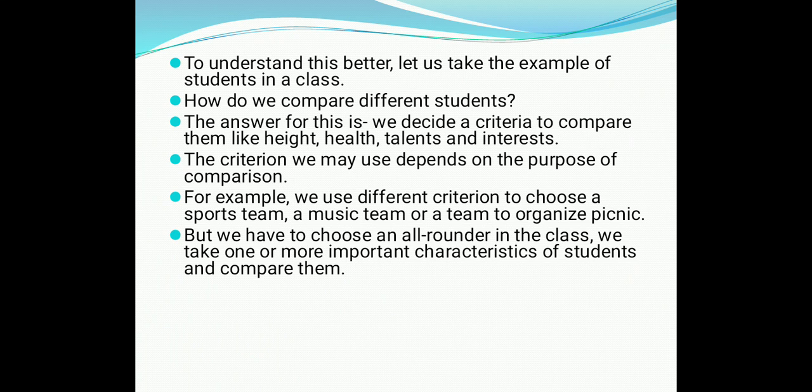Or if we want to choose a team to organize a picnic, we see their organizing qualities, not musical quality, not singing quality, not the fitness quality. But if we have to choose an all-rounder in the class, we take one or more important characteristics of students and compare them. If we have to choose an all-rounder in the class, we will look for more than one criterion.